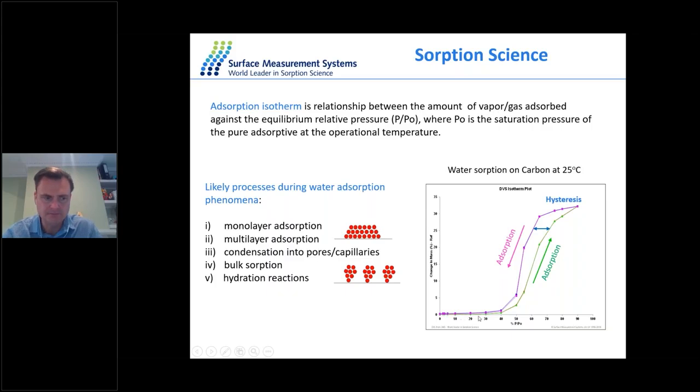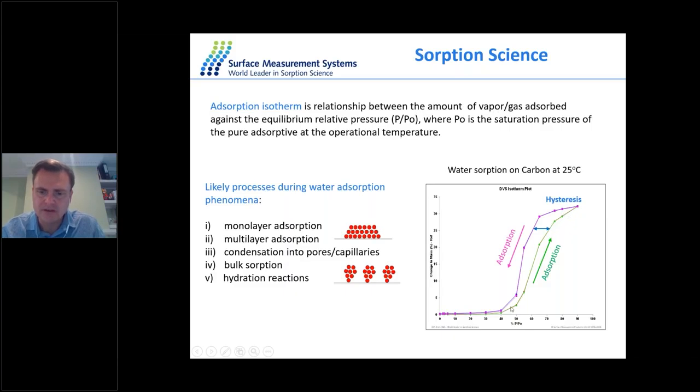What we see here are two cycles. We have the adsorption branch, which is shown by the green and red line, and the desorption branch, which is shown by the solid pink and blue line. On the x-axis, we have a relative pressure, described as P over P naught, where P naught is the saturation pressure at the operational temperature. On the y-axis, we have the change in mass, or the amount adsorbed.